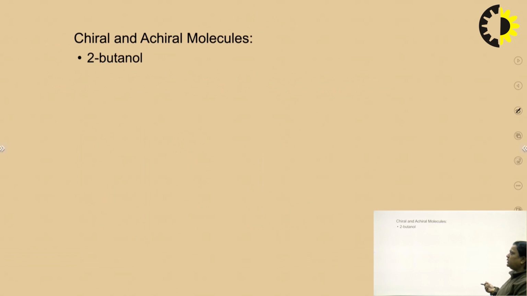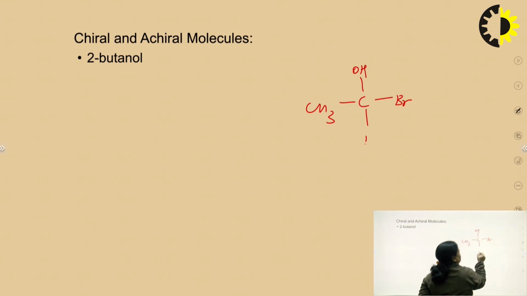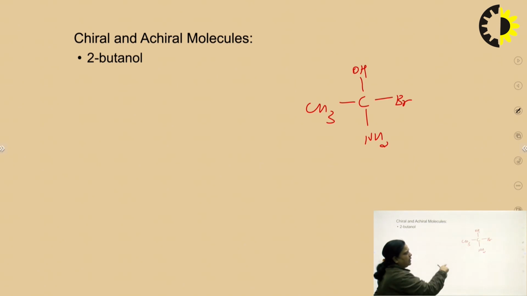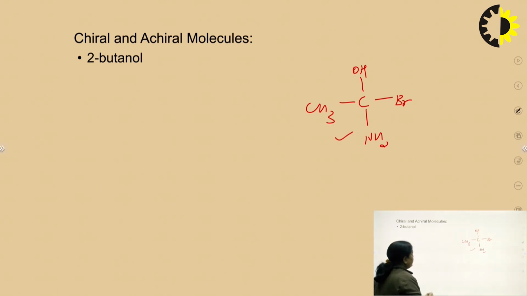The condition for chirality is that the carbon must be attached to 4 different groups. Suppose this carbon is attached with 4 different groups like CH3, OH, Br, and suppose this is NH2. In this case, the 4 groups are different, and when we check the mirror image, definitely we will get a non-superimposable mirror image. So this compound or this form will be chiral.